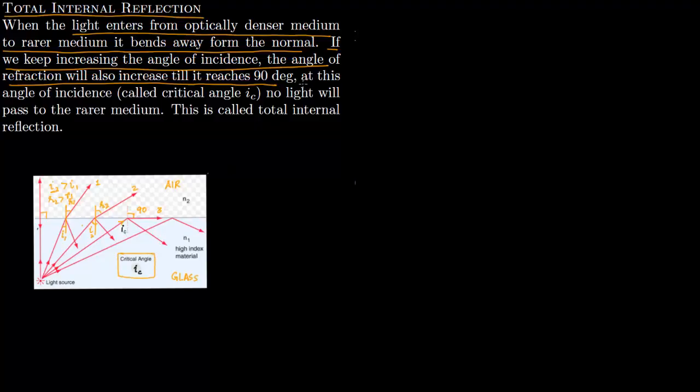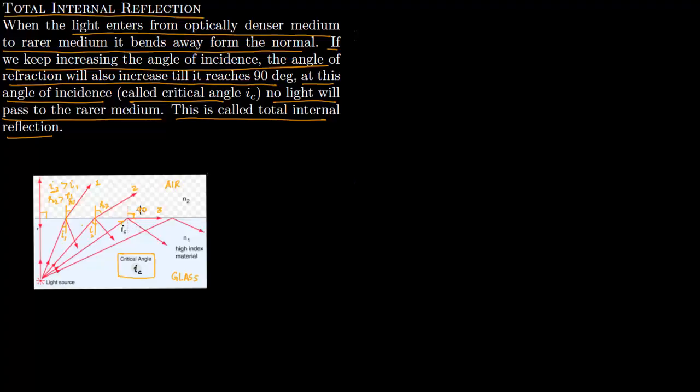At this angle of incidence, the critical angle, no light will pass to the rarer medium. See, there is no light passing to the rarer medium. It is just reflecting along the surface. This is called total internal reflection. Part of the light anyway gets reflected back, and although you are making an oblique angle with the surface, no light is passing through. This is important. No light is passing through.